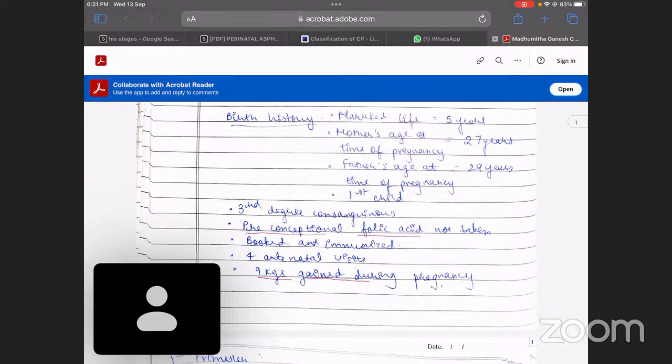Okay, nice. And what about booking and immunization? What do you mean by booked? When you say that the case is booked?